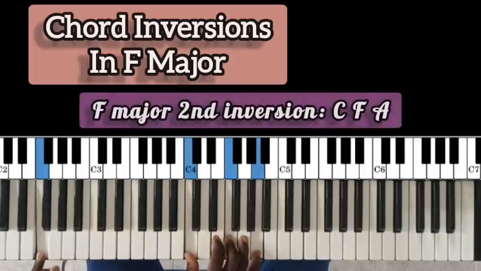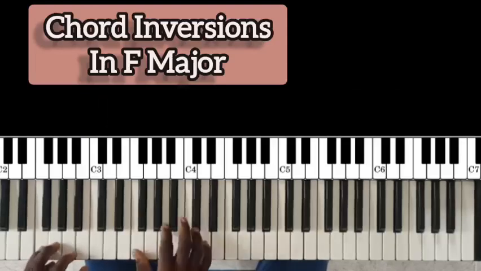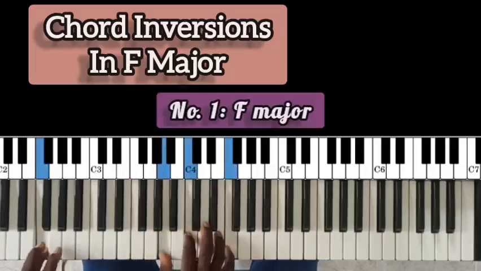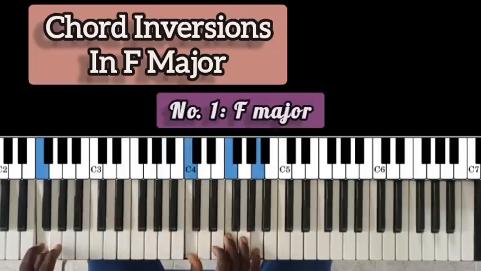We also have second inversion of F major. So F major can appear in 3 ways. The trick here is that once the chord has 3 notes, it can appear in 3 forms: F major root, F major first inversion, F major second inversion.